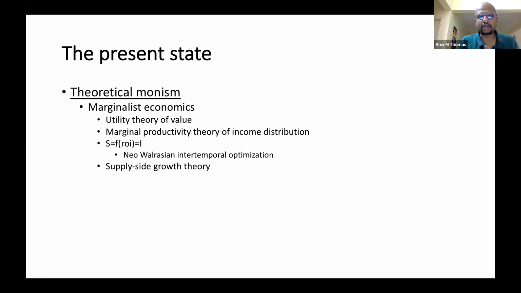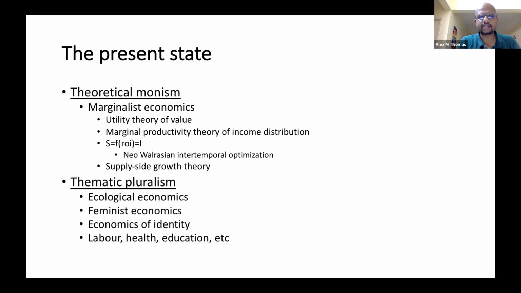What we generally teach students is the utility theory of value, the marginal productivity theory of income distribution, and the idea that saving and investment are equilibrated through a rate of interest. Slightly more advanced versions might deal with new classical macroeconomics and some kind of intertemporal optimization, and within growth, it's supply side growth theory. All of them cohere very well within marginalist economics, and our students are not really exposed to other ways of doing economics.